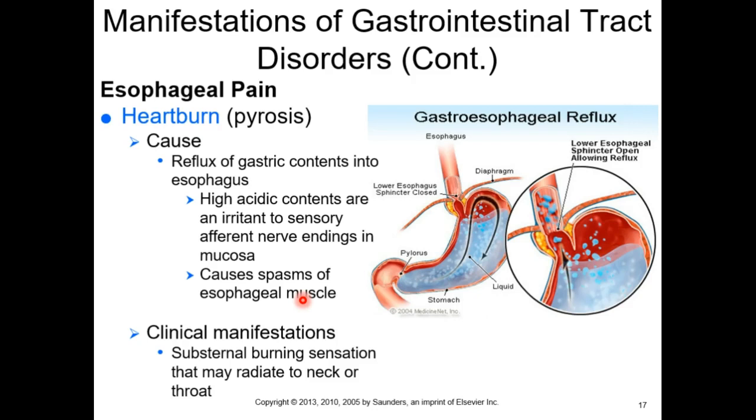Because this is visceral innervation, esophageal pain very often is going to express as heartburn, pyrosis. One cause of esophageal pain or heartburn would be reflux of gastric contents, esophageal reflux. We will talk about GERD, gastroesophageal reflux disorder, a little bit later, in which that epithelium is actually going to be changed. But right now we're just talking about manifestations of dysphagia and esophageal pain.